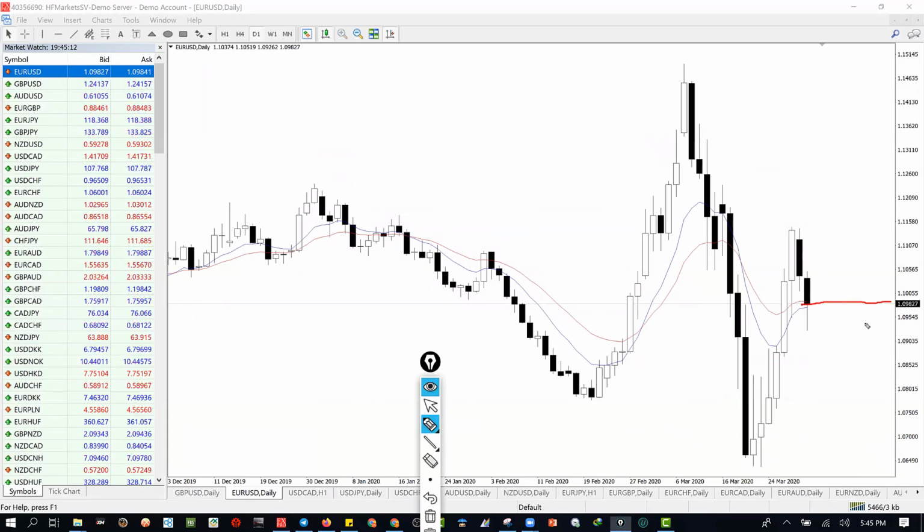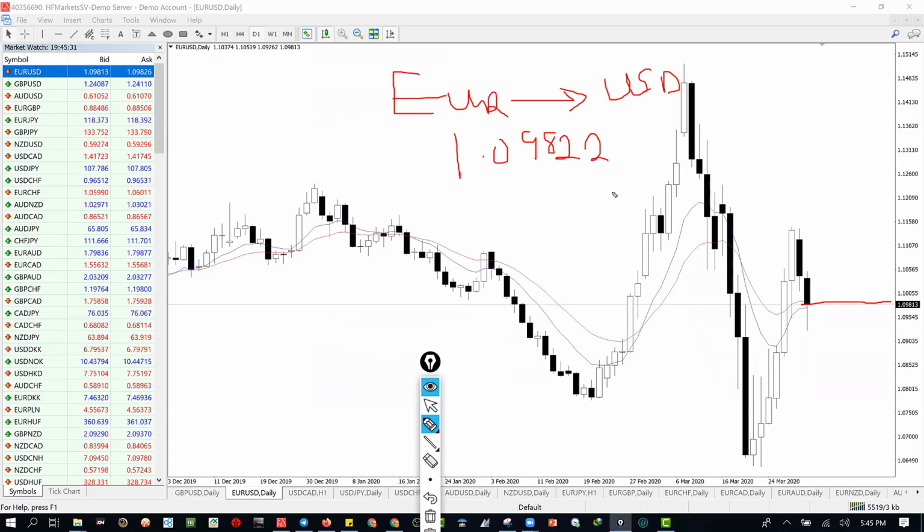That is 1.09827 euro to USD dollar. The rate at the moment is 1.09822. That is the exchange rate at the moment. You understand that? Yes.